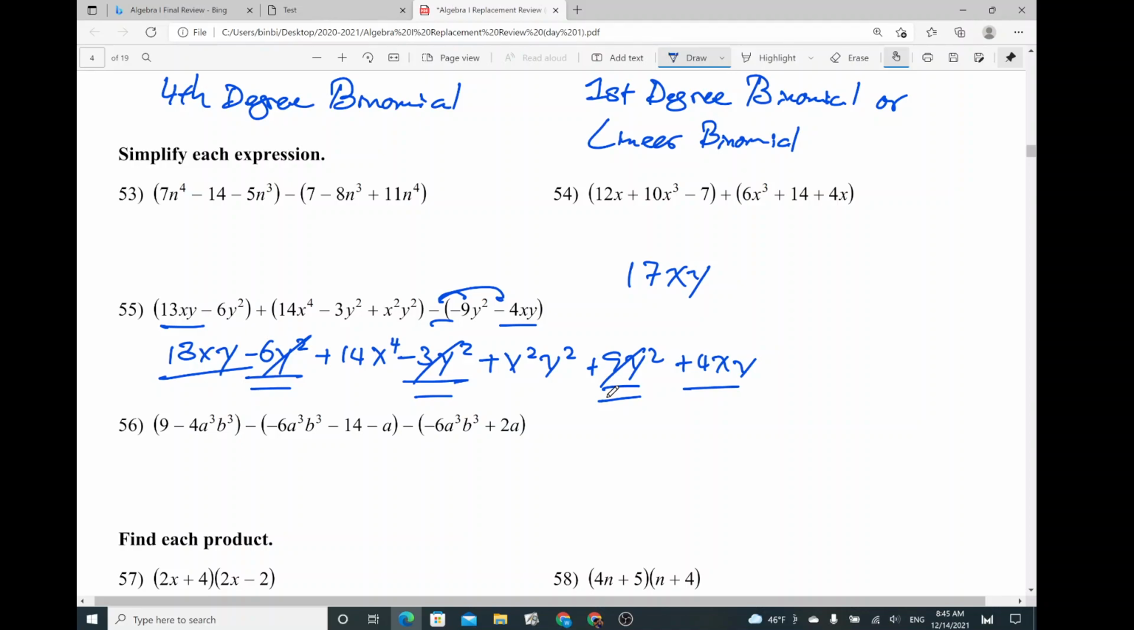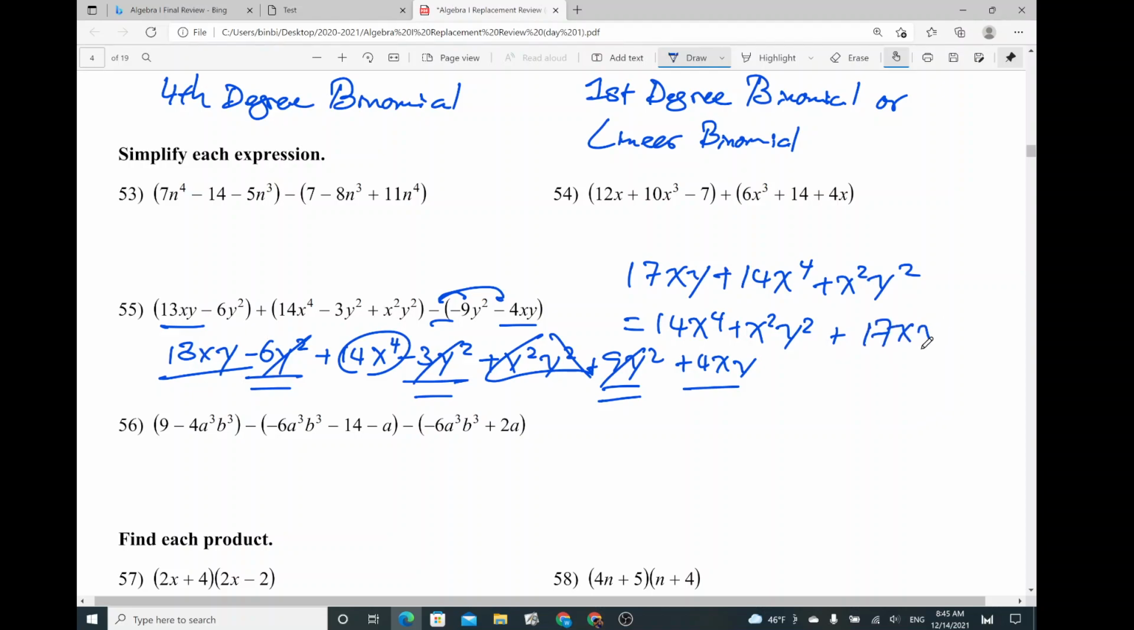And then what's left here, we got 14x to the power of 4. Nothing's related with 14x to the power of 4. So just carry that over. And then also this one, nothing's related. So just carry that term over: x squared, y squared. And normally people like to put this from the greatest power to the least. You can certainly do that. So 14x to the power of 4 plus x squared y squared, and then plus 17xy. And also people might be wondering, can we factor this?